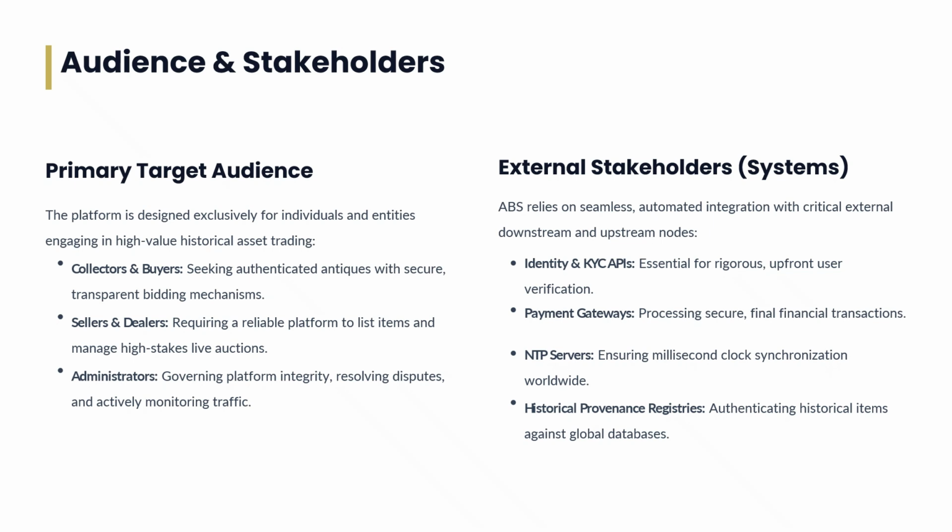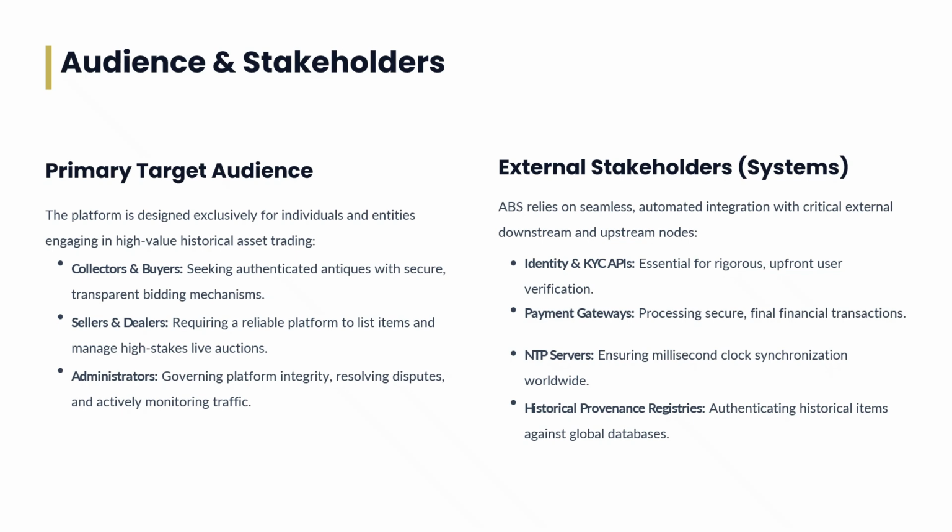So we have the external stakeholders, because ABS relies on automated integration with external downstream and upstream nodes. So the first is identity and KYC APIs. KYC is also known as Know Your Customer. This external identity service will verify the user's identity and credit status before they place a bid. The next one is the payment gateway. So this API will process secure and final financial transactions.